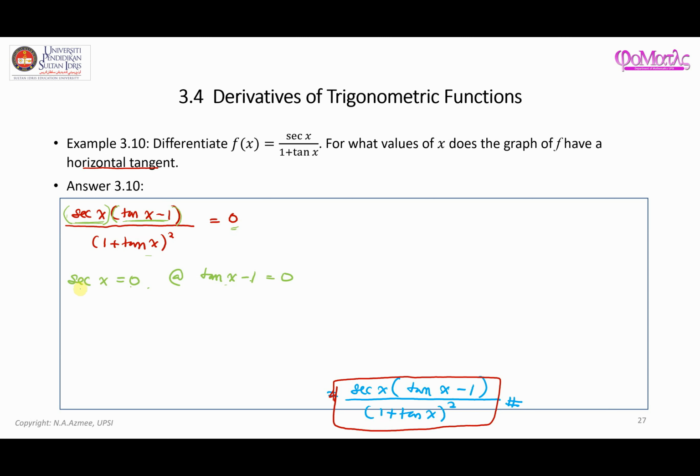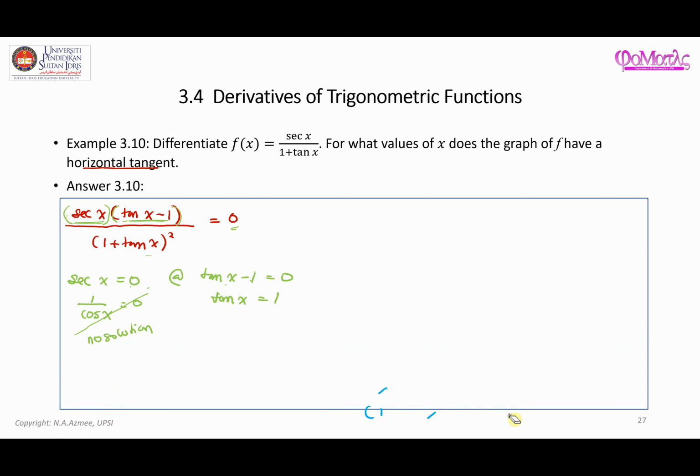Now if you consider the first scenario here, secant of x is just 1 over cosine of x, which is equal to 0, and based on this equation, there is no solution. There is no value of x such that if you plug it into this expression, the result is going to be 0. So no solution to this, so we are not going to consider this equation. Now if we move on to this one here, tangent x is equal to 1, and we know that this is a special value which you have learned in trigonometry.